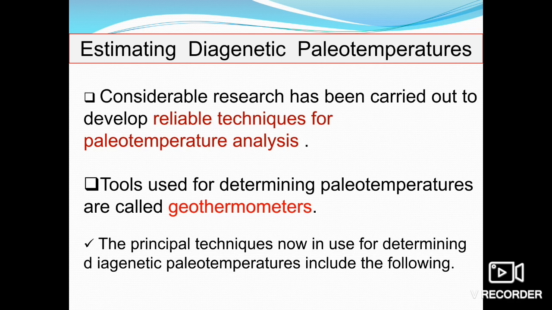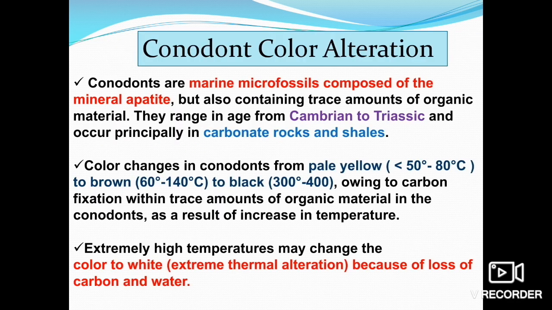The primary techniques now in use for the determination of diagenetic paleotemperatures include the following methods. We will discuss them one by one. The first one is very important and extensively used, that is the conodont color alteration.